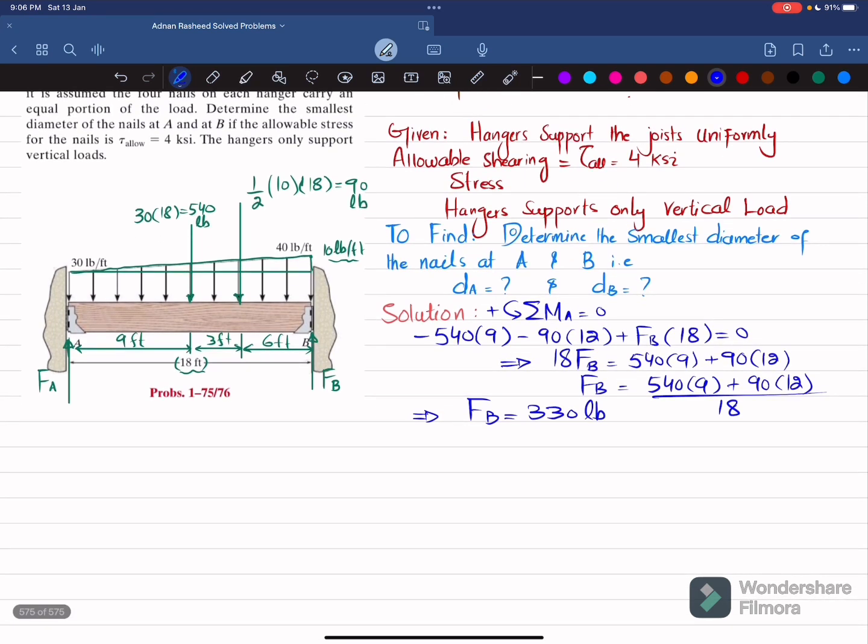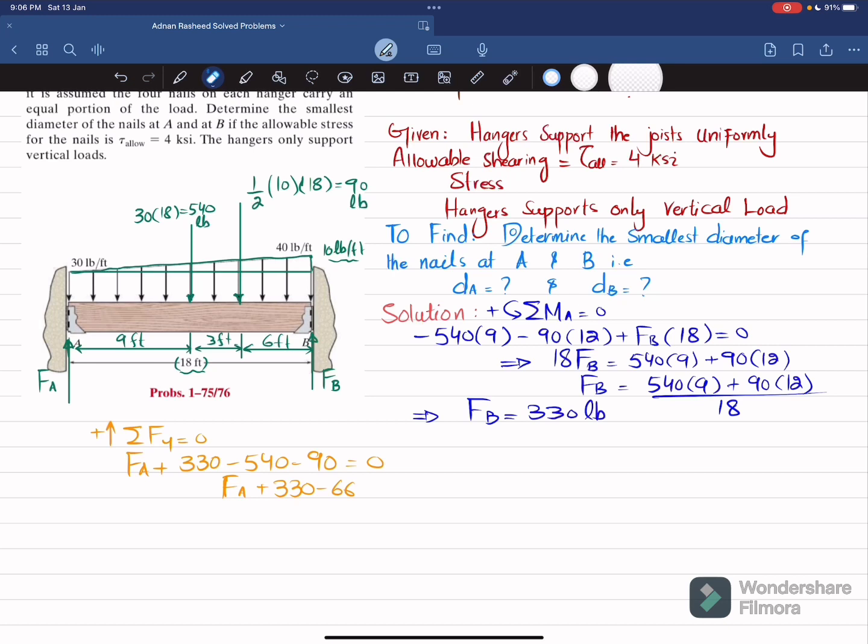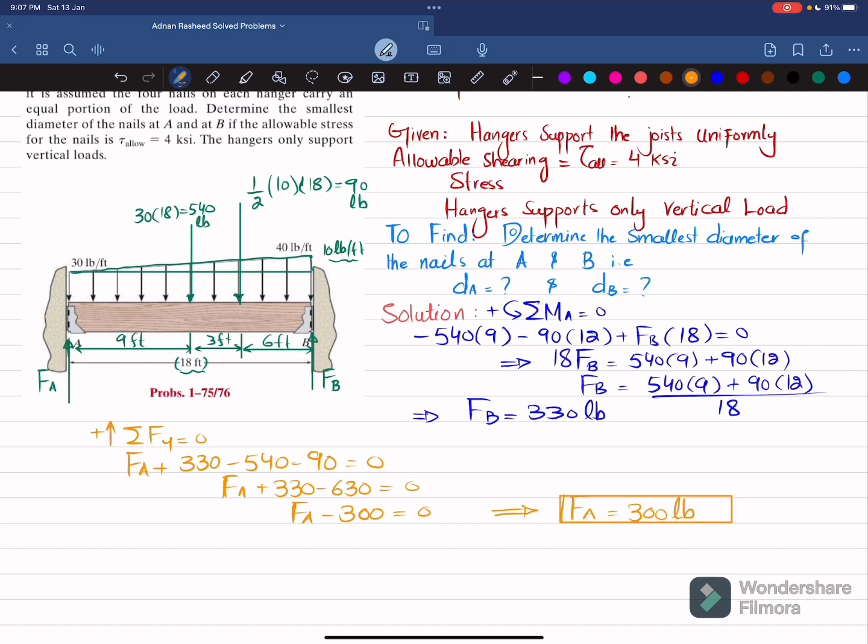Now that you have FB, you can find FA by using the equation of equilibrium: the sum of all forces along the y direction must be equal to 0, with upward force taken as positive. So FA plus FB minus 540 minus 90 is equal to 0. FA plus FB, which is 330, minus 540 minus 90 is equal to 0. So FA plus 330 minus 630 is equal to 0, so FA minus 300 is equal to 0. From here you get FA equal to 300 pounds. The vertical force at point B is 330 pounds, and at A it is 300 pounds.